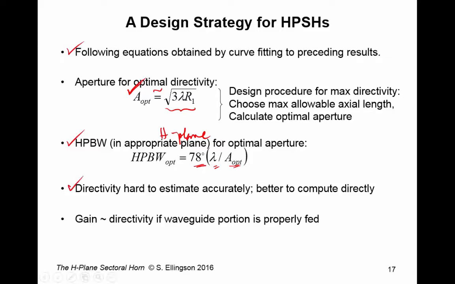The directivity is hard to estimate accurately. That's something that's better to compute directly. So once you've designed a horn, you've selected R1, you selected A opt, you probably ought to do the numerical integration to get the directivity, although you could also get the half-power beam width, and if it's narrow enough, you could use one of the half-power beam width to directivity approximations, but again, this is usually better to compute directly. And then, of course, gain is about the same as directivity if the waveguide portion is properly fed. In other words, if you have a lossy waveguide or a lossy feed in the waveguide, then obviously the gain is not going to be equal to the directivity. It'll be somewhat less.